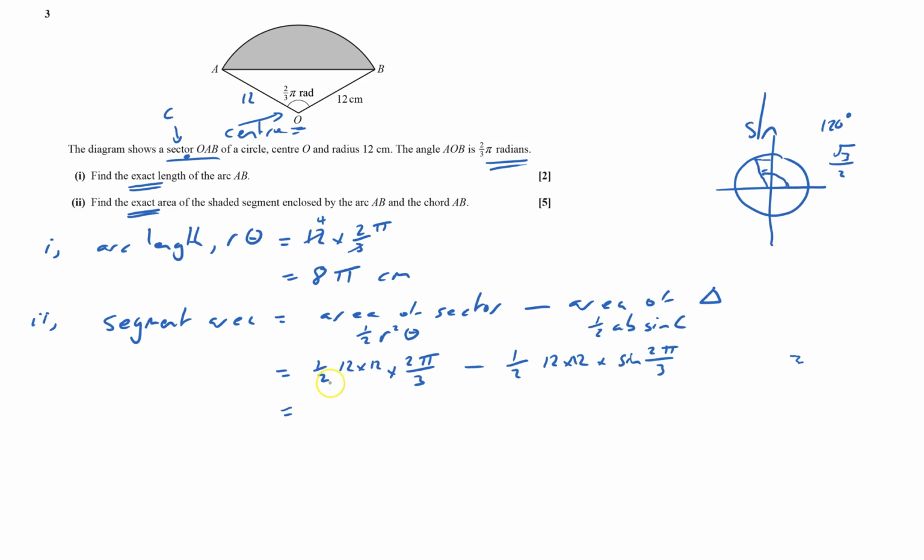And so this will give me 2 and 12 cancel to give 6, 12 and 3 will cancel out to give 4 and 1, that's 24, that's 48 pi, minus that bit at the end there is root 3 over 2, so the half will cancel out with that to give 6, the 2 will cancel out with that to give another 6, and we've got 36, so that would be 36 root 3.